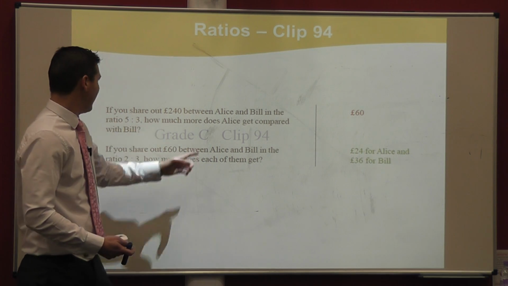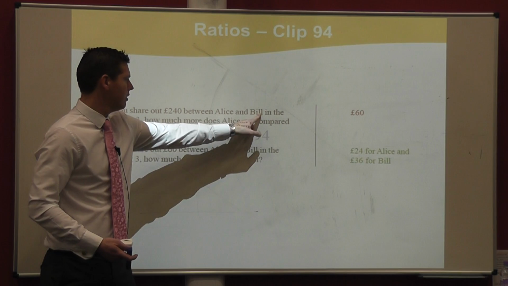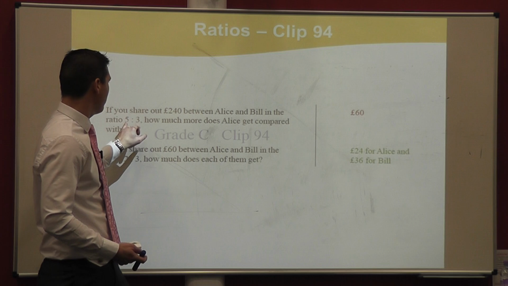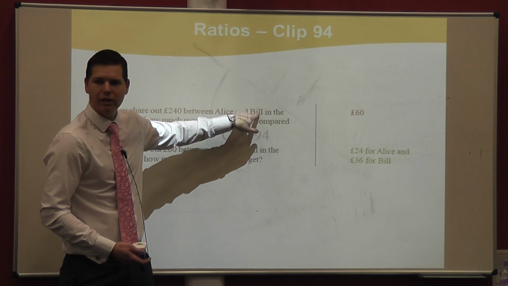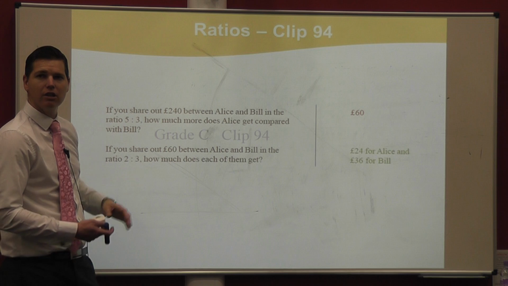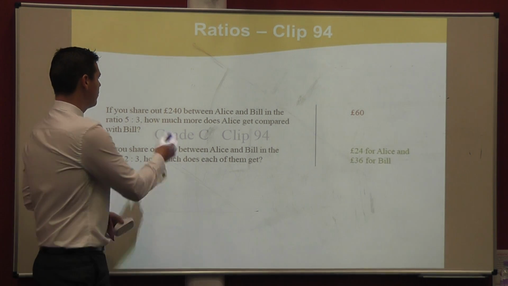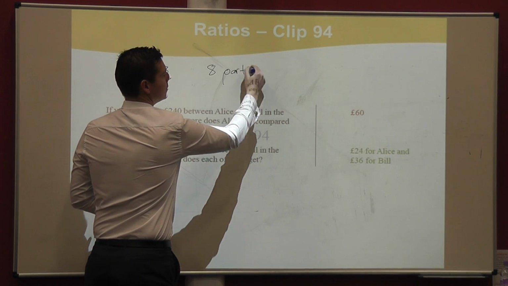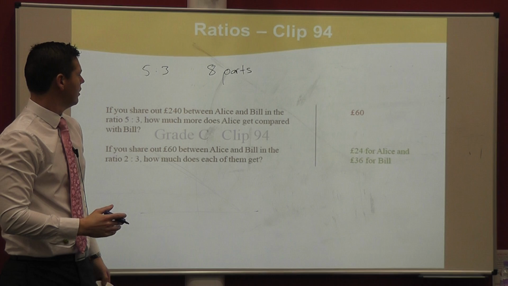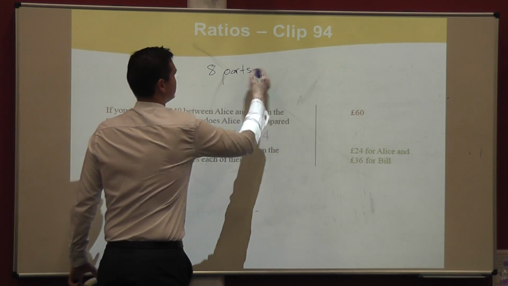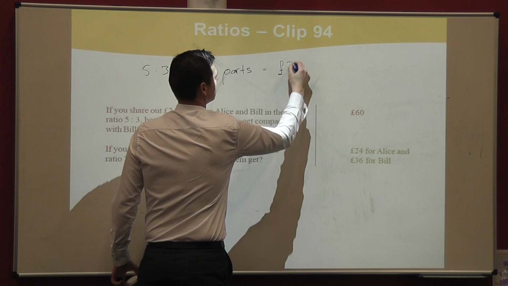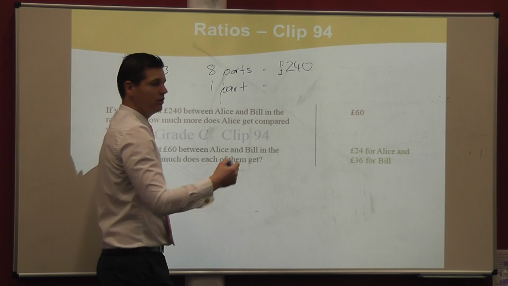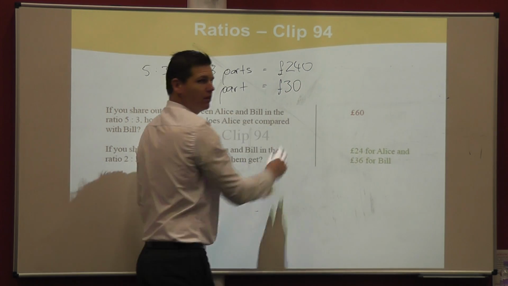8 parts. Alice gets 5 parts. Bill gets 3 parts. It's really important to have a look at the fact that Alice, Bill, 5, 3. So the order that the names are written in is the same order the ratio is in. So in this case, 5 to 3 means I've got 8 parts in total. So I take 240 pounds, and I say 1 part is 240 divided by 8, which is 30.